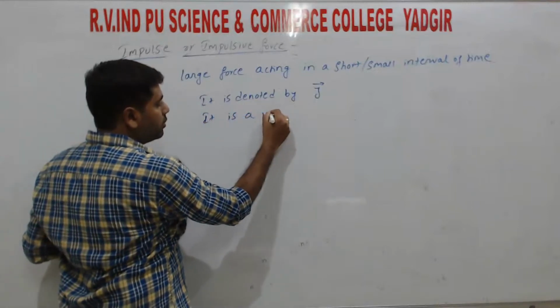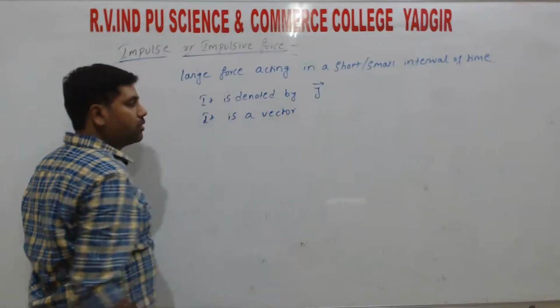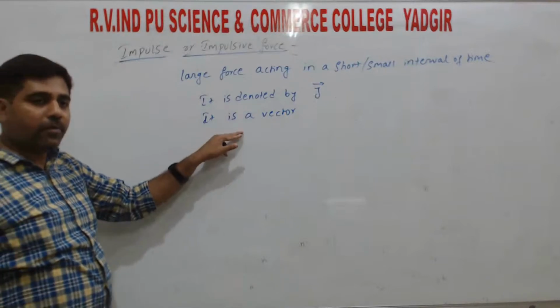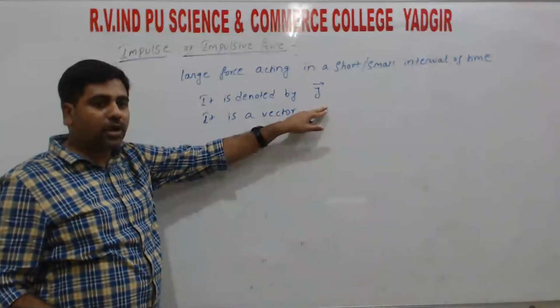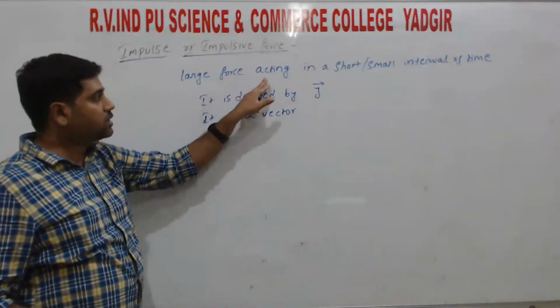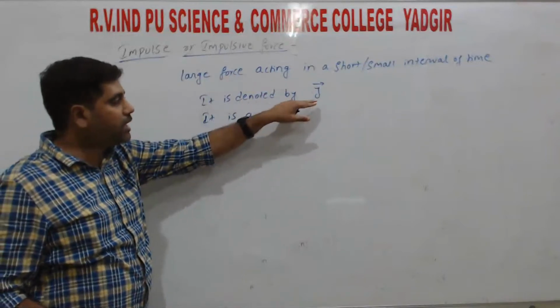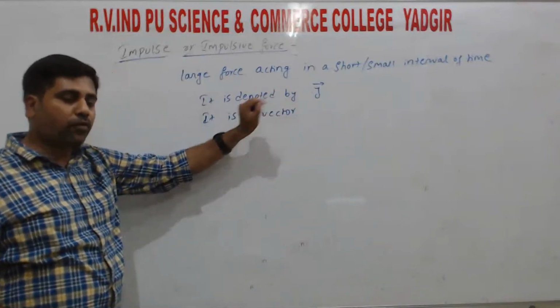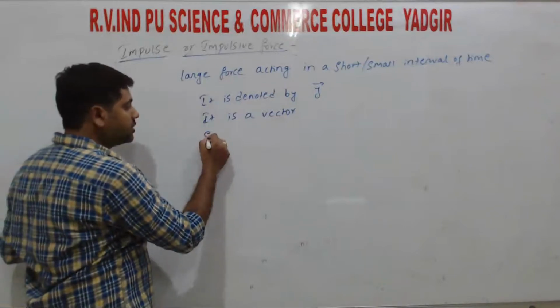So again the impulsive force is also a vector, right? So the direction of the impulse is in the direction of the force. In whichever direction we apply the force, in the same direction we have the impulsive force, right? So next, SI unit.